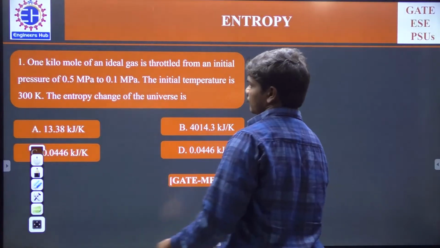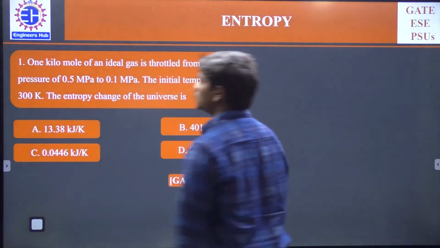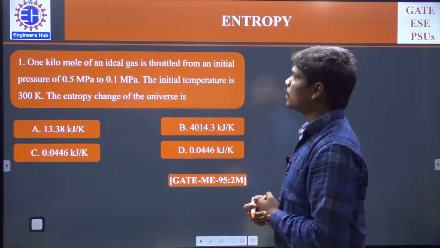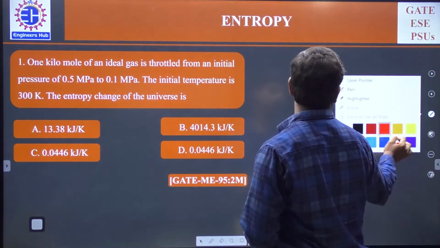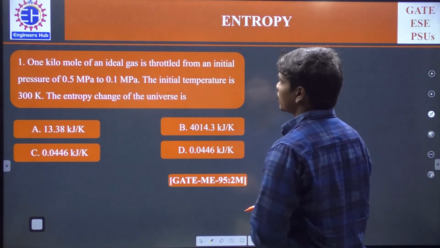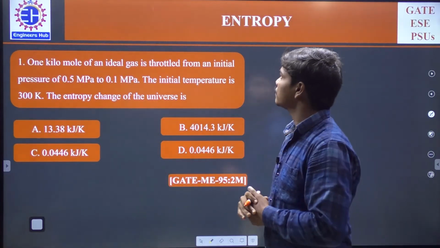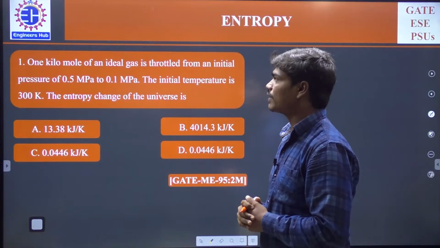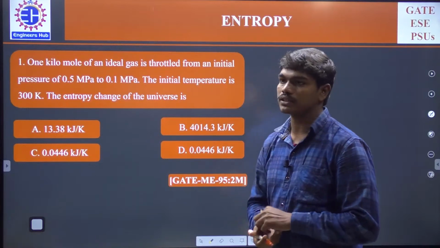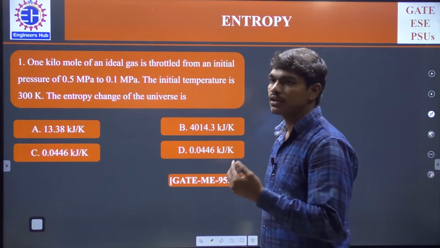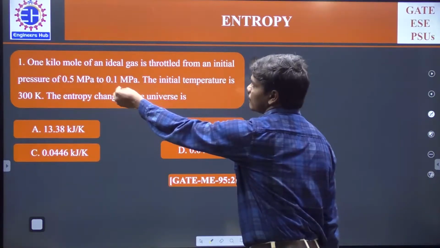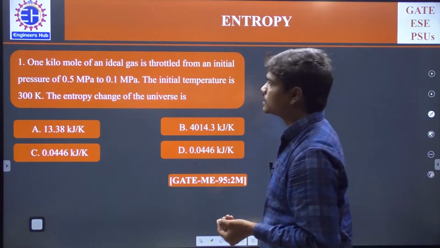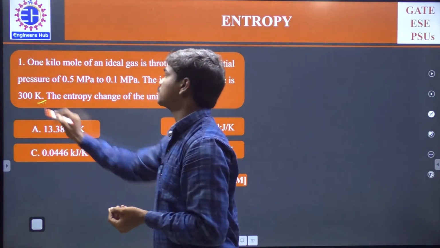Okay, this is the first question we could work out. One kilomole of an ideal gas is throttled from an initial pressure of 0.5 megapascals to 0.1 megapascals. It's a common experience that throttling a gas will cause a pressure drop. The initial temperature is 300 Kelvin. Find the entropy change of the universe.